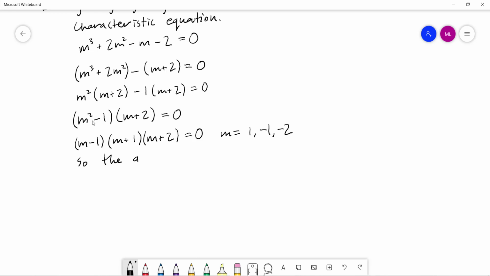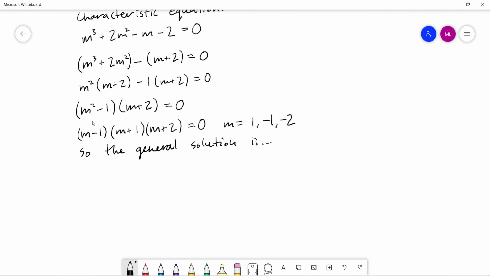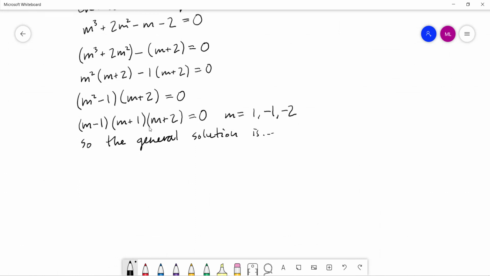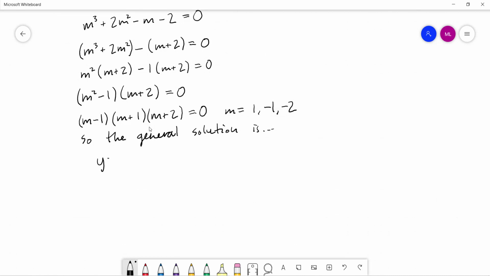So the general solution, in this case, because it's third order, we know it's going to be a linear combination of 3 linearly independent solutions, and those 3 linearly independent solutions correspond to the 3 roots that we just found. So I'm going to wind up with y equals c1 e to the x plus c2 e to the negative x, corresponding to the positive 1 and negative 1, and lastly plus c3 e to the negative 2x. And that's our general solution.